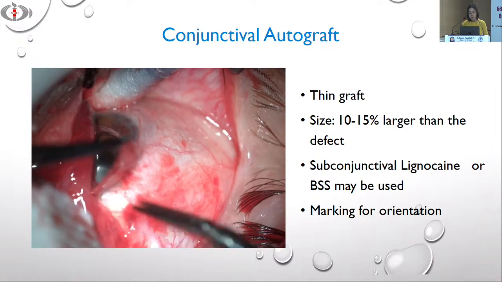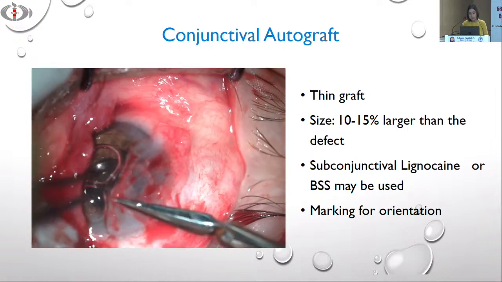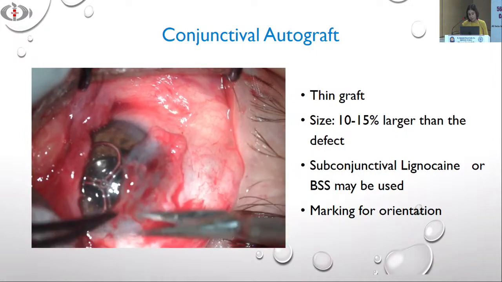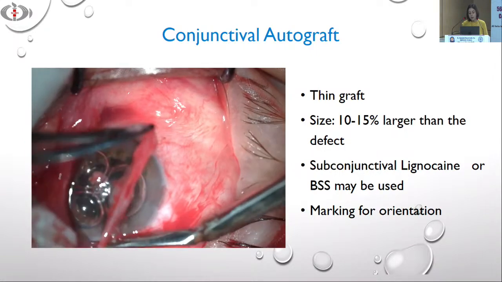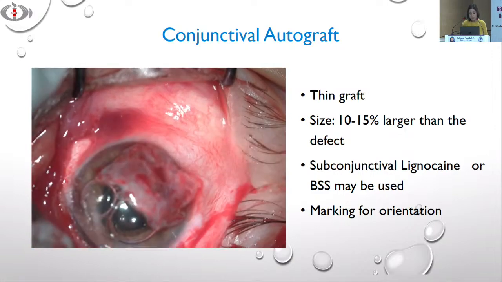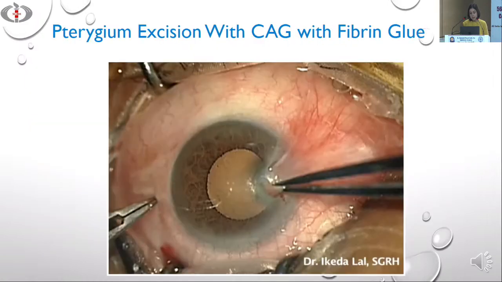So here we are going ahead with the Vannas scissors to carry out a little bit of fine dissection, and we can see even after making the graft and flipping it over, we can excise some of the subconjunctival tissue and then flip it in position and put it in place. So now let's look at the entire surgery.